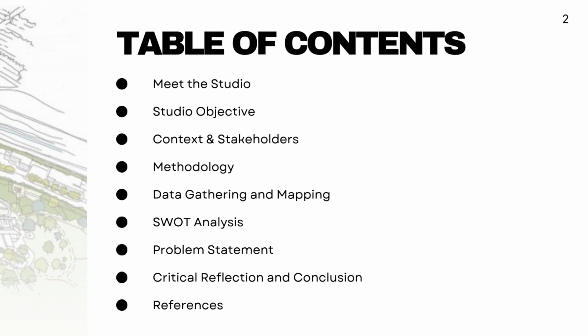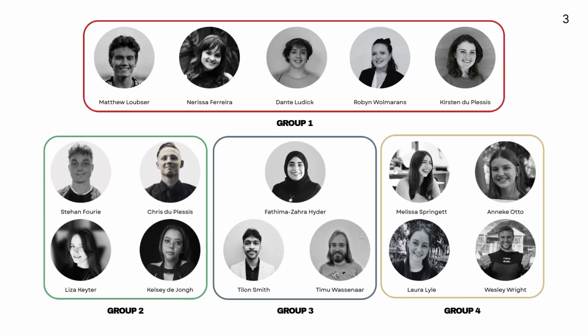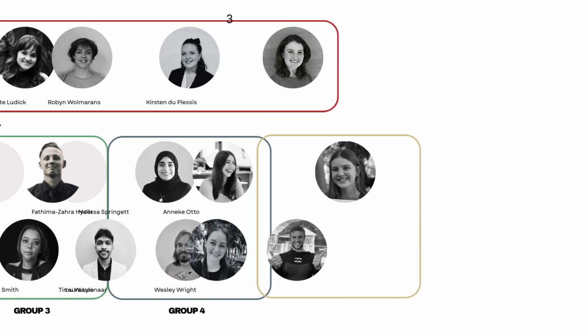First, we will introduce you to our studio and smaller groups, whom you will hear from later. Secondly, we investigate our focus area within Hatfield through various forms of data gathering and mapping, focusing on four main components of urban design. Lastly, we outline a SWOT analysis and problem statement, intending to inform the who, what, when, where, why, and how of our smaller group proposals. Our studio consists of 16 students, pictured here, and has been subdivided into 4 smaller groups to present individual proposals on how the investigated area may develop over time.